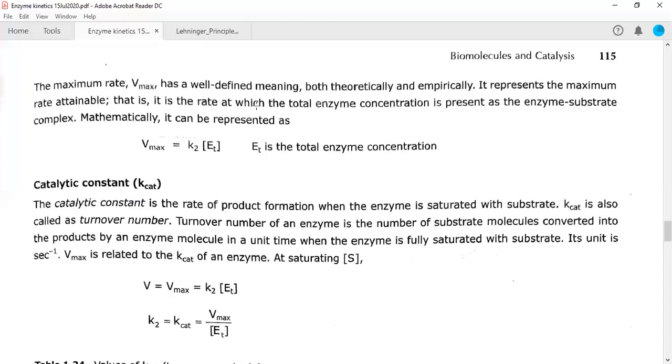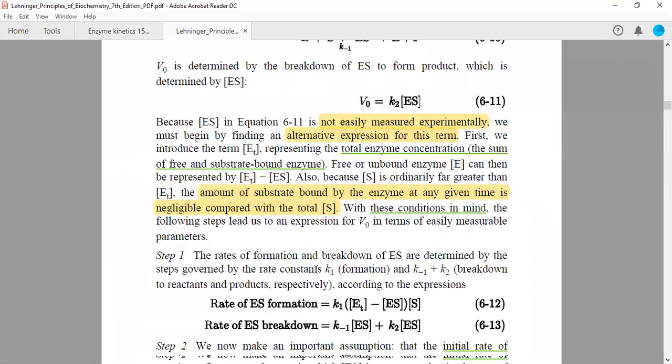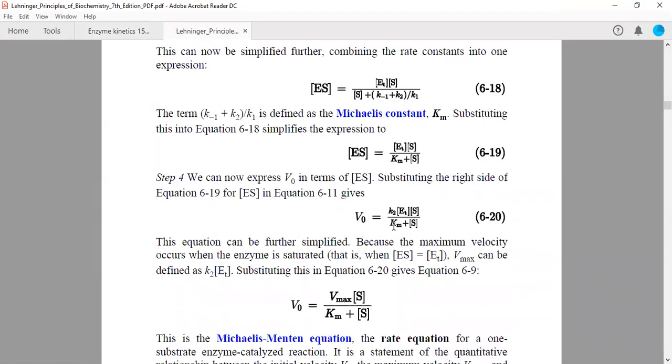That is, it is the rate at which the total enzyme concentration is present as the enzyme substrate complex. So the total enzyme concentration ET is actually showing the enzyme substrate complex. For the initial velocity you write K2 ES, and for the final V maximum rate of reaction you can calculate it by K2 into the total enzyme concentration. So it is the total enzyme concentration actually. We had discussed this earlier also when replacing this term K2 ET with V maximum. So V maximum is equal to K2 and ET.